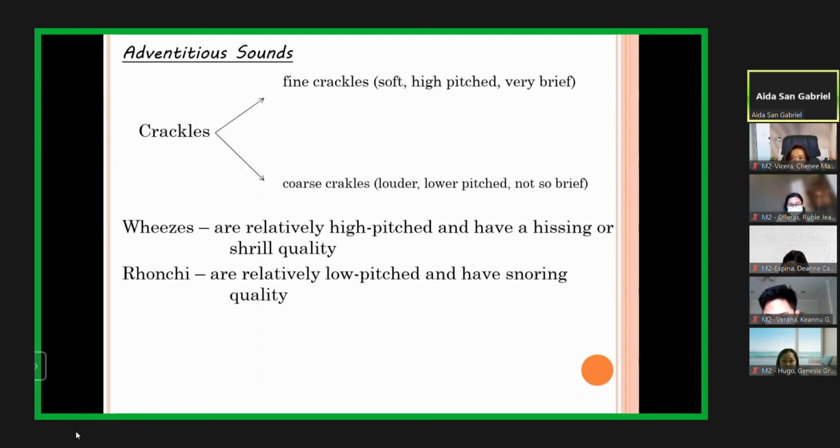Then we have wheezes. This is a finding in your asthmatic patients, in your bronchitic patients, and sometimes also in patients who have congestive heart failure. They may present also with a wheeze. Wheezes are relatively high-pitched and have a hissing or shrill quality, while rhonchi are relatively low-pitched and have a snoring quality.